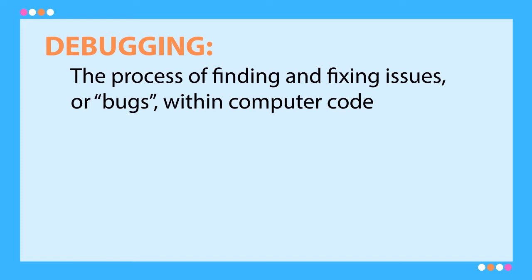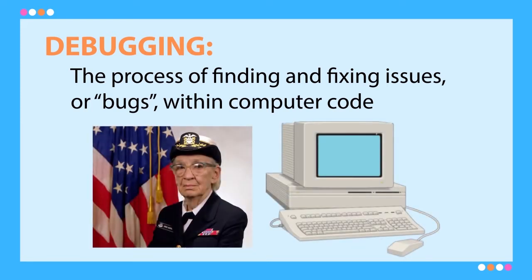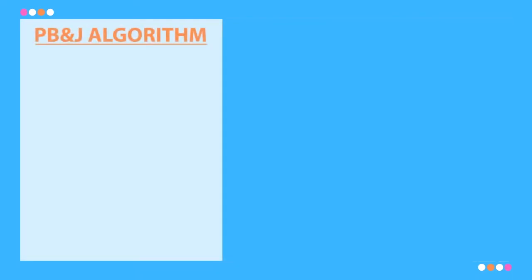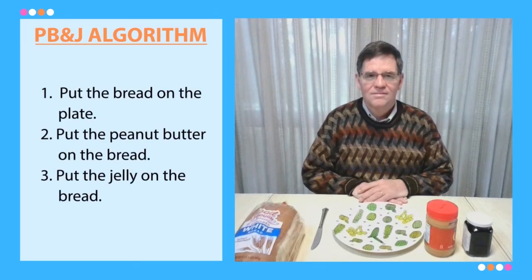Fun fact, the term debugging was coined by computer scientist Grace Hopper after finding an actual moth inside of her computer. Let's see some debugging in action. I've written an algorithm for making a peanut butter and jelly sandwich. My dad is going to pretend to be my computer, and he's going to follow my instructions super specifically. Then I'll debug the instructions while he tries to do them. Here are my initial instructions for how to make a PB&J sandwich. Let's see how he does.